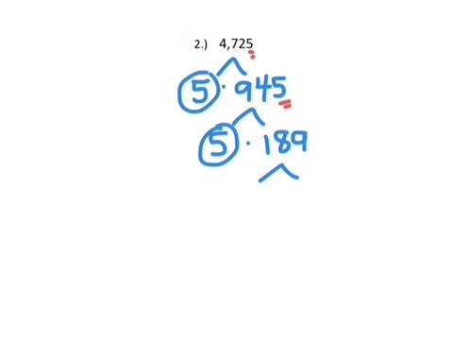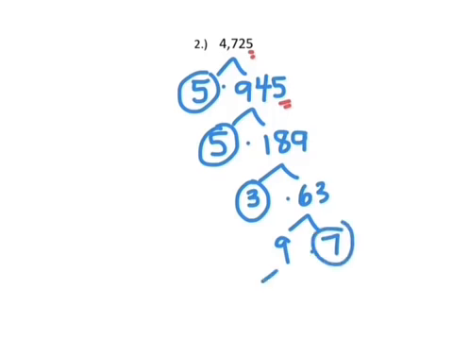189, I can't divide it by 2 because it's not even, so I'm going to try 3. 189 divided by that gives us 63. 3 is prime, so I circle it. 63 I know is 9 times 7. The 7 is prime, so I circle it. And 9 is 3 times 3. So I've gotten this down to all of its prime numbers.